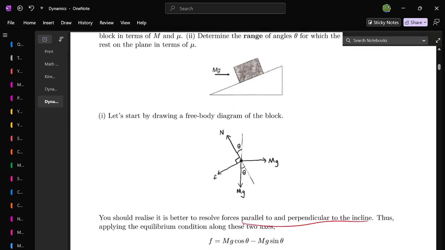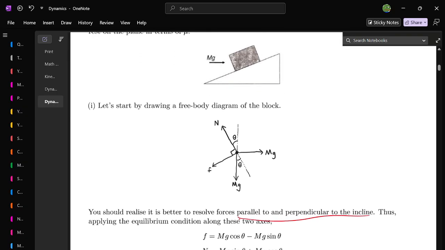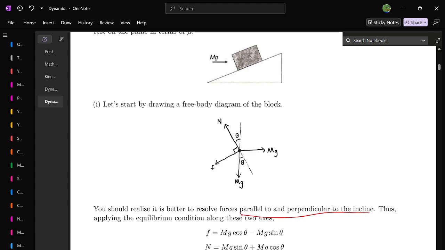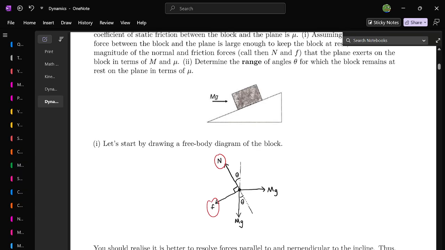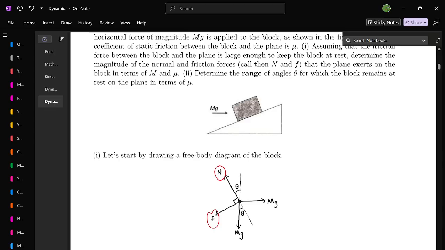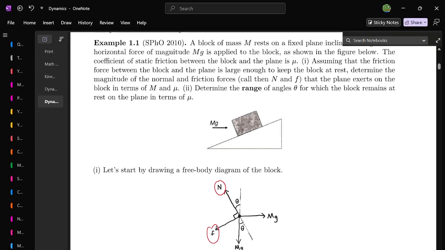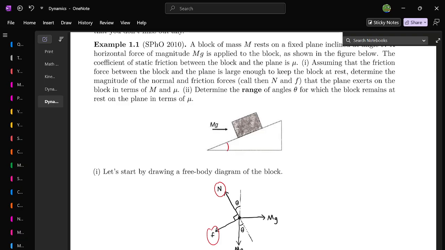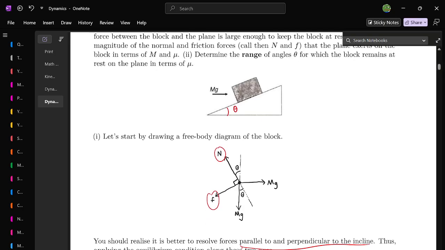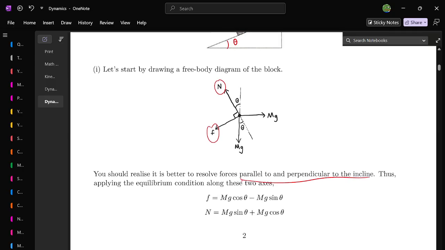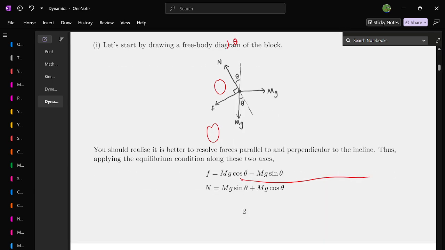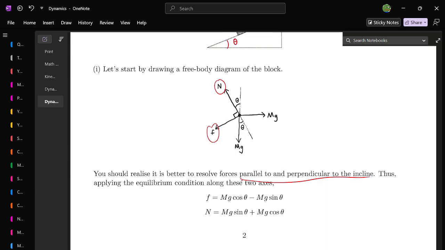By doing that, it's more convenient because our normal force and our friction force are perpendicular and parallel to the incline respectively, and we want to find them. So it's more convenient to resolve our forces like that. Just by simply applying Newton's second law and balancing forces, you can get these. Nothing too fancy. I think this is covered in normal school physics. So it should be all right for you guys, I hope.